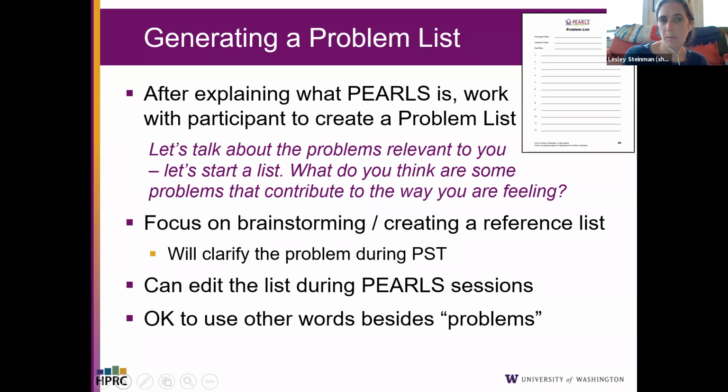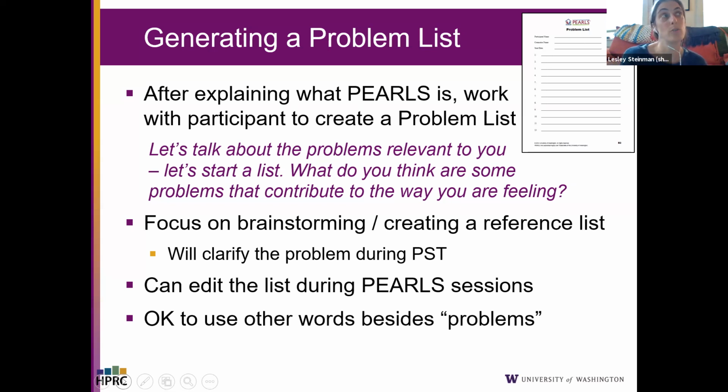Let's talk about the problems that are relevant to you or matter to you. What do you think are some of the problems that are contributing to the way you're feeling? Make it brainstormy. It can be big, it can be small. You don't want to get super specific with the problem list because you'll just get caught in the weeds. And you can remind the person, this is going to be our cheat sheet. We're going to refer to this every session. We're going to add to it. So don't feel like you have to have everything put out now.